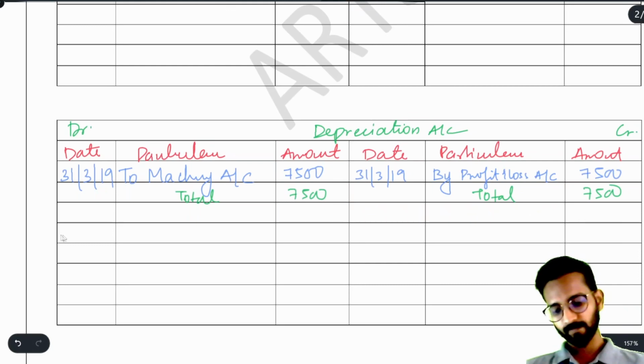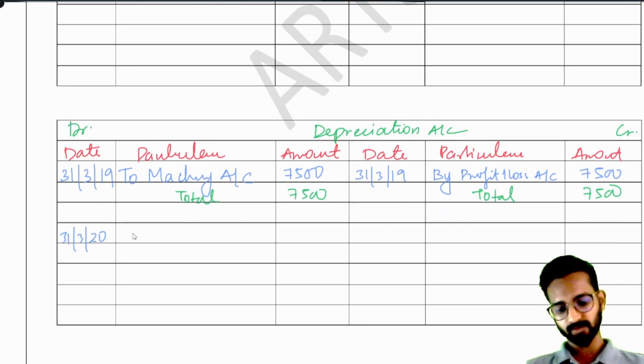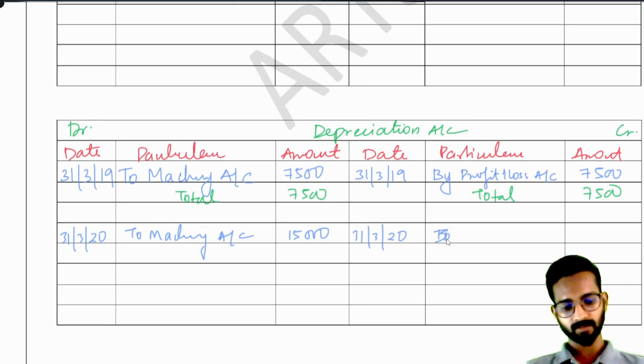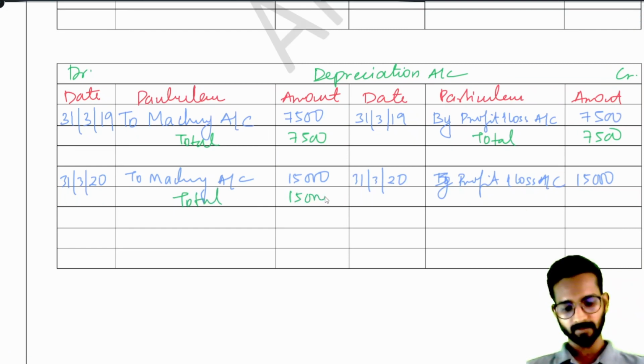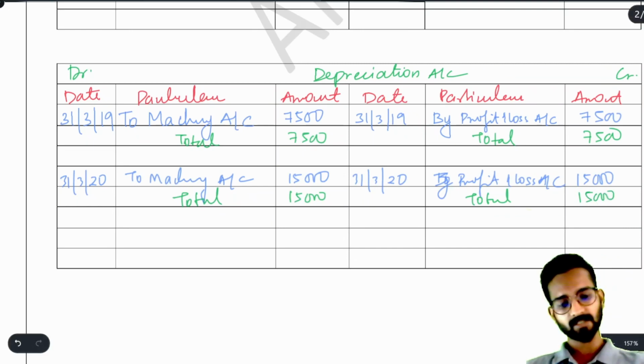Okay, now 31st March next year is 2020. Again to machinery account 15,000. In this you will transfer to the P&L, that will be to machinery, by profit and loss account. That is how much? 15,000. Again same, total 15,000, total 15,000. Simple enough. Depreciation is very simple.